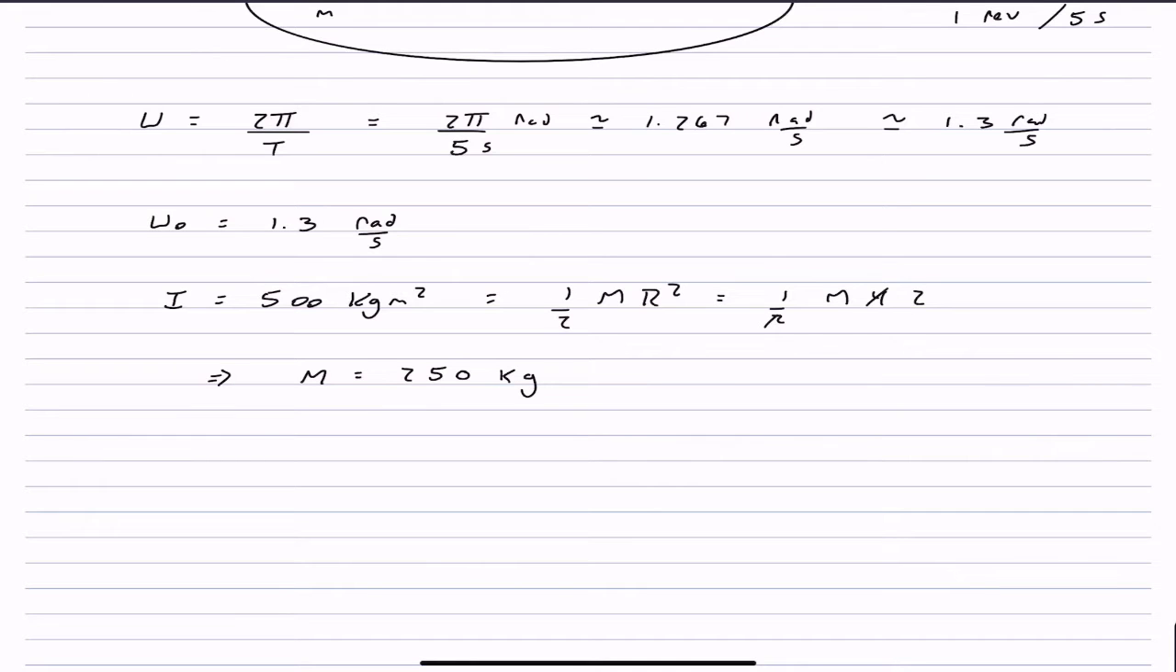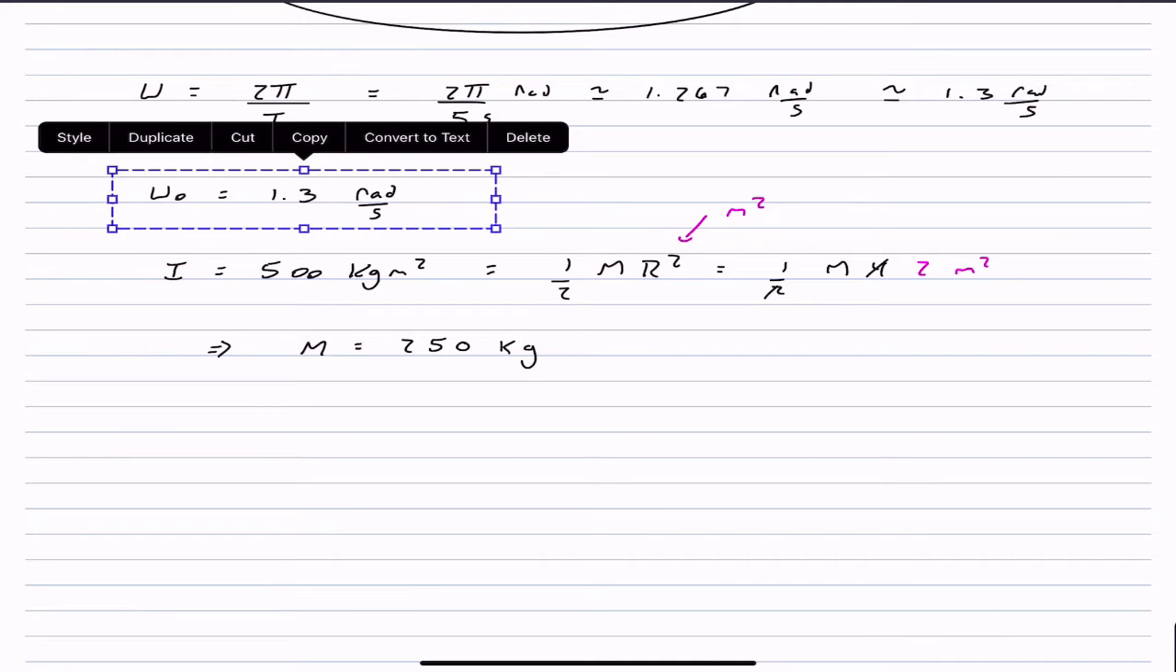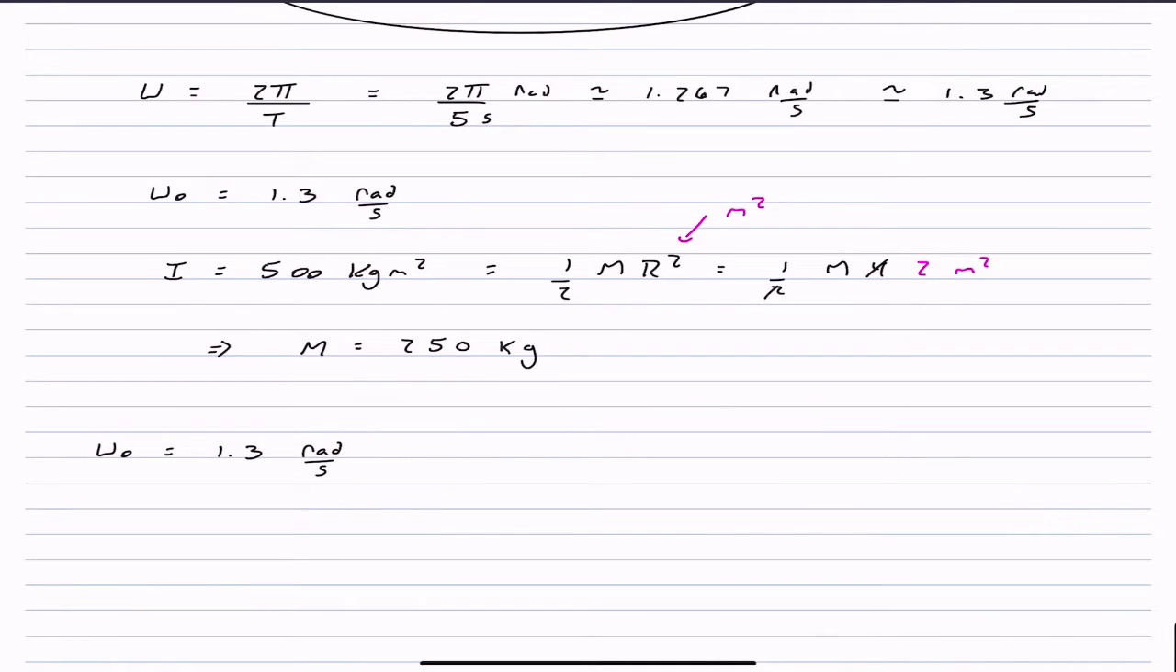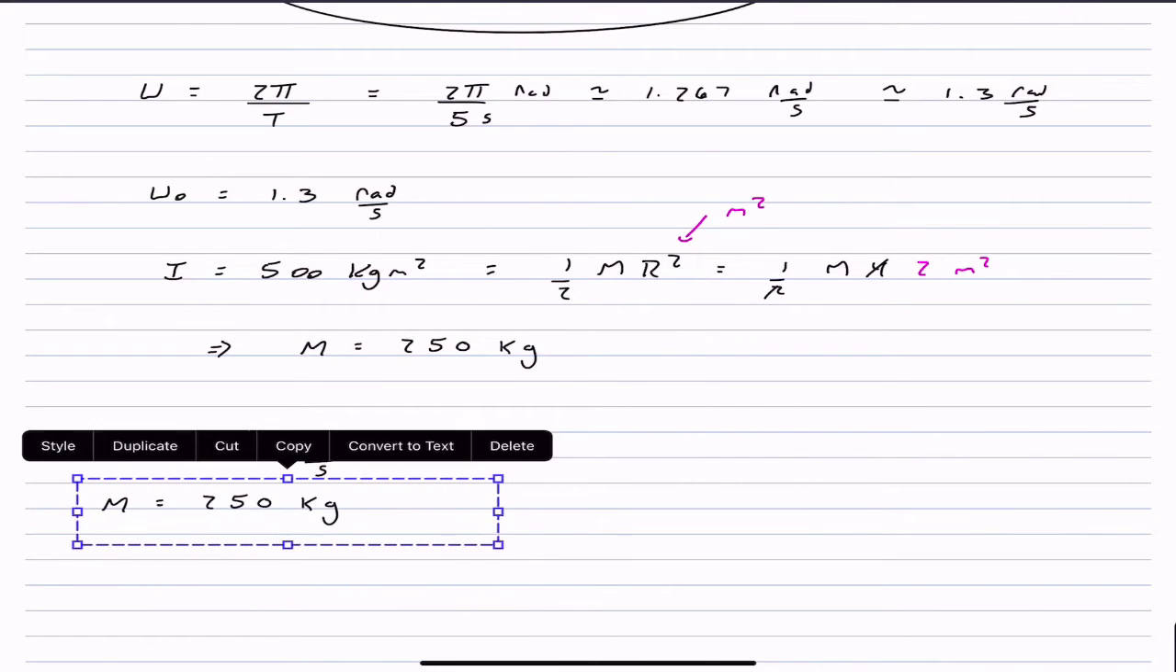The units work out because this is meters squared. This was 4 meters squared, and then we put it to 2 meters squared. We take 2 meters squared to the other side, we end up with the correct units. So now we have this information. This is all just of the merry-go-round itself.